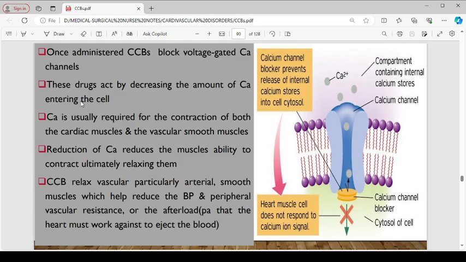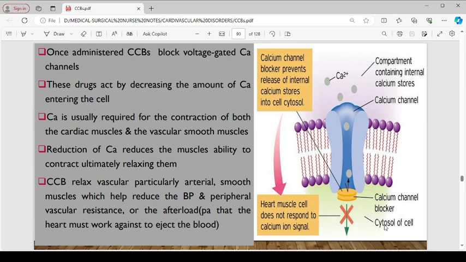So once these drugs have been administered, they will block the voltage gated channels here. Okay, so calcium is produced here, right? So it's supposed to go through the channel so that it can get into the cytosol of a cell. But when you use a calcium channel blocker, this pathway is blocked, so calcium is not able to get into the cytosol of the cell. So this drug will work by decreasing the amount of calcium getting into the cell.